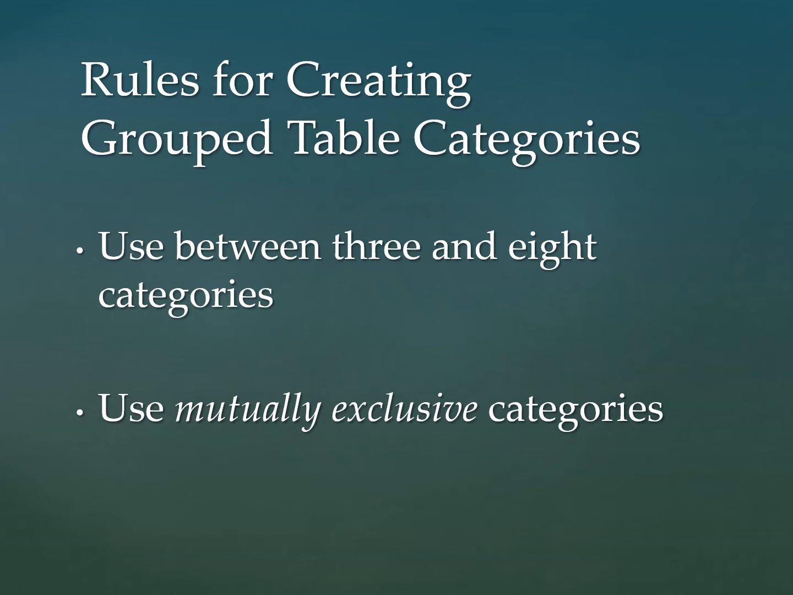So some rules for creating grouped table categories. Usually you want to look at things that use between 3 and 8 categories, and make sure you use mutually exclusive categories.